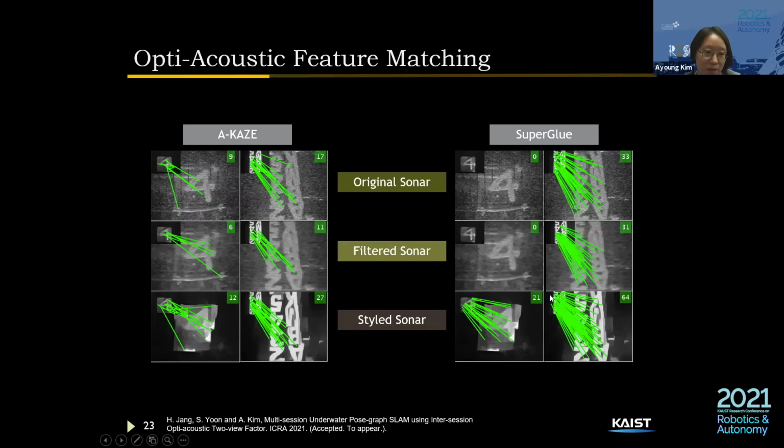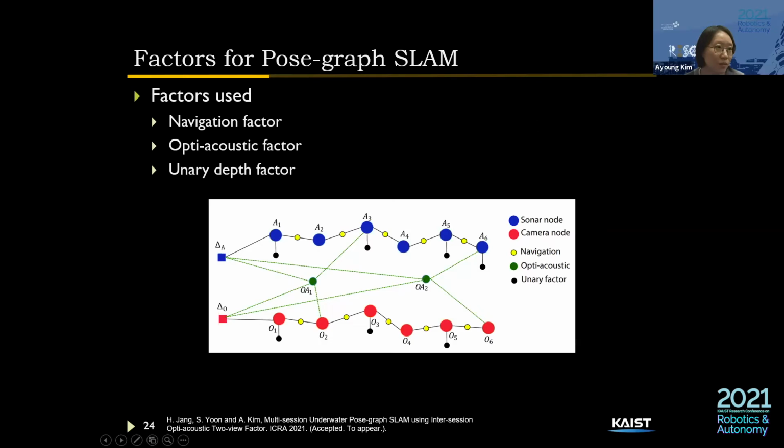So in total, we use navigation factor and unary depth factor for each vehicle. But in the middle, there is this opti-acoustic factor that goes between sessions. This OA1 and OA2 indicates the links between the sonar session and the camera session like this.